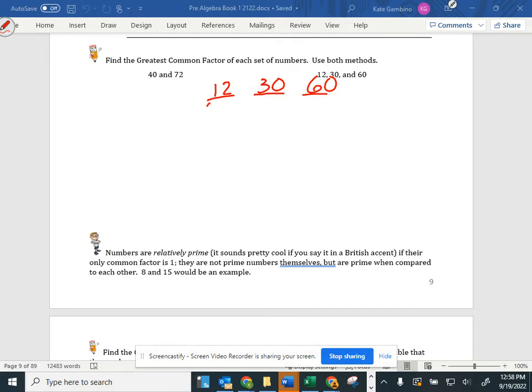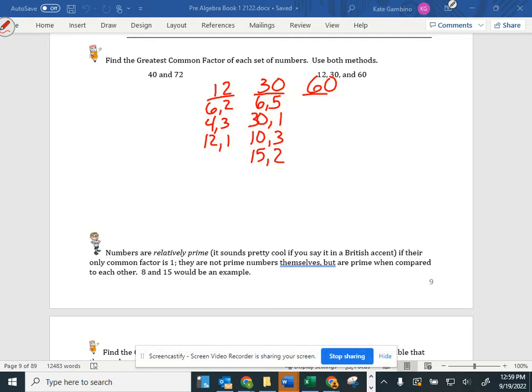Tegan? 6 and 2. Evan? 4 and 3. Tatum? 12 and 1. I think that's it, right? So let's list our factors for 30. Aiden? 6 and 5. James? 30 and 1. Michael? 10 and 3. Ben? 15 and 2. I think that's it. Right?